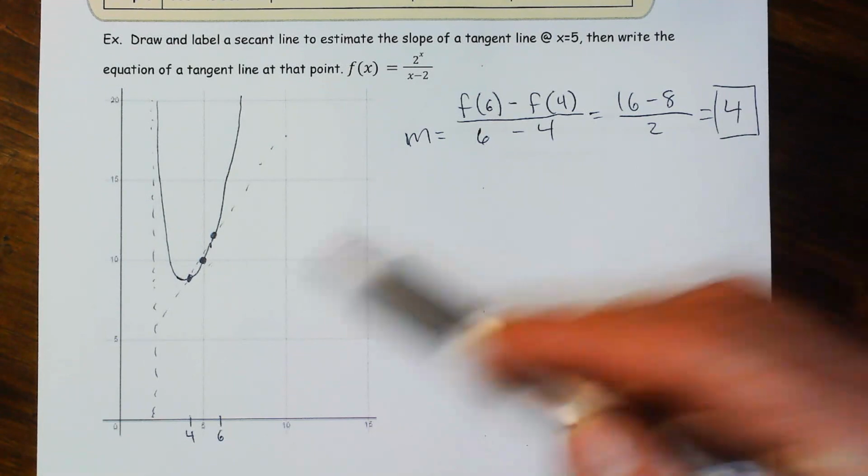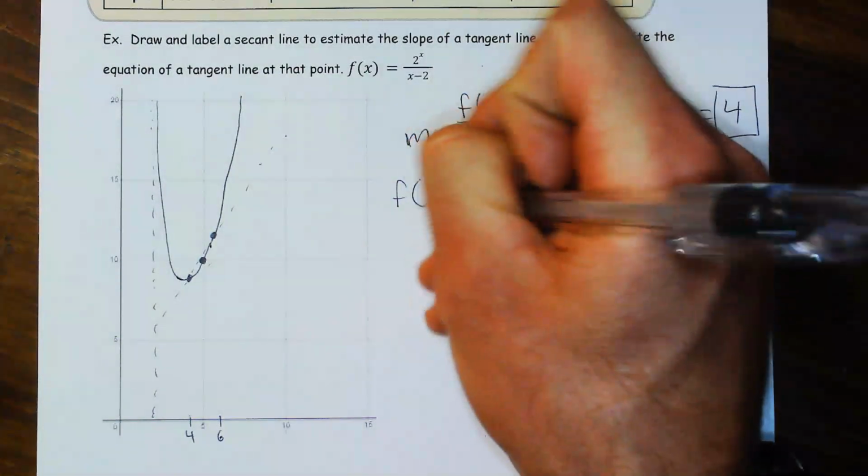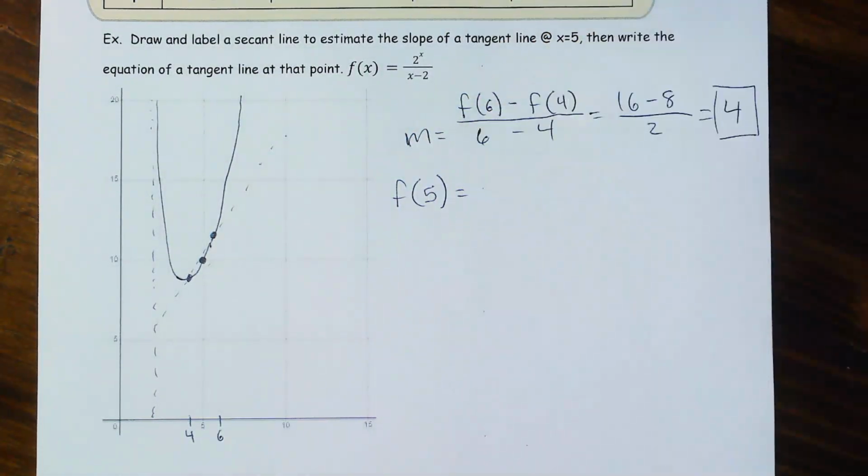Okay, so then I want to find f of 5 so that I can write my equation.